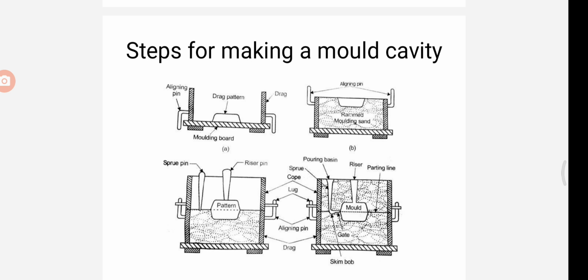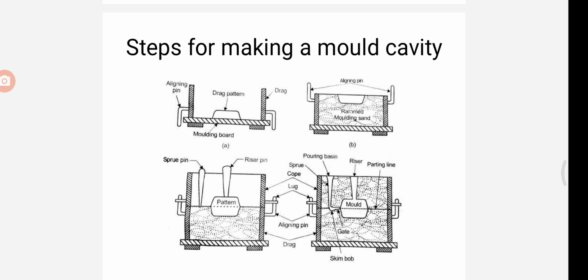So in diagram A we can find this. In diagram B, what will happen? The box will be kept in a straight position. See the pattern which is located on the top side. Below that there is rammed molding sand. First of all, this drag pattern should be kept inside the box. Above that pattern the facing sand should be sprinkled.